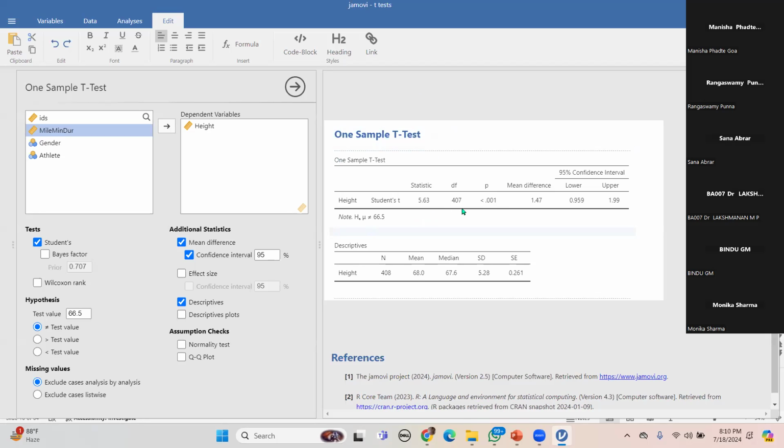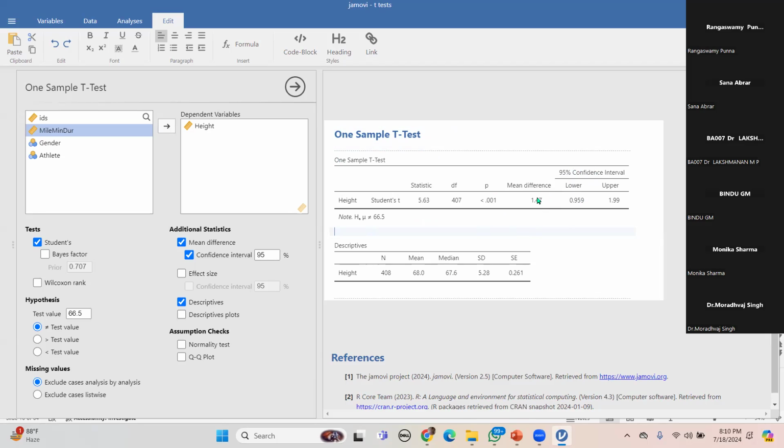Now, as a part of the one sample t-test result, we need to see three important points here. First point, the mean value. The sample mean value is 68.